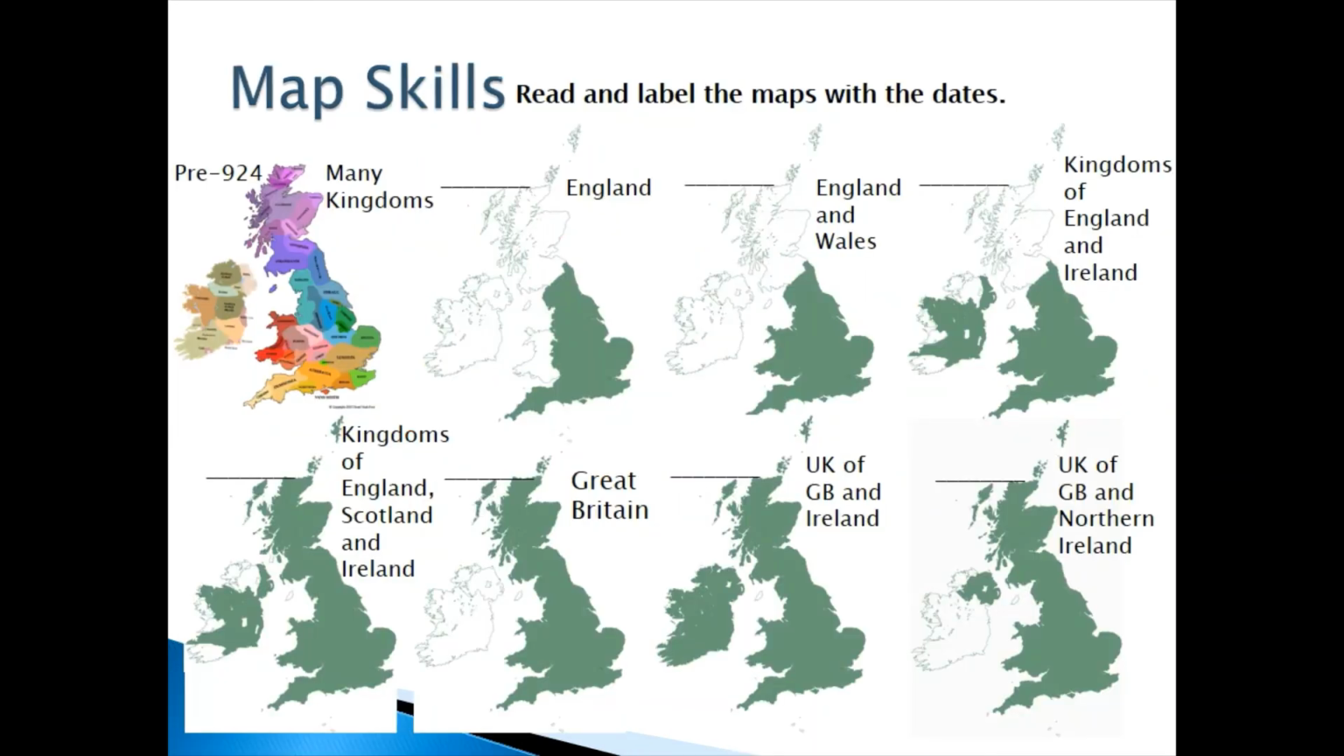Map skills. Read the history of England again and label the maps with the date. Example, pre-1924, England had many kingdoms. The founding of England was in 924. England and Wales became one country in 1542.